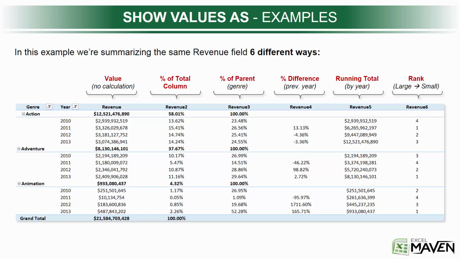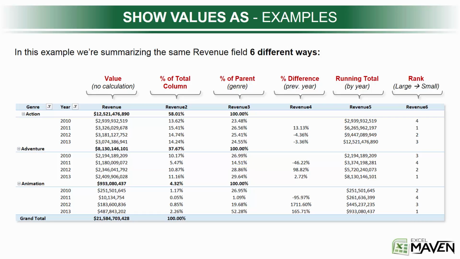And then similar cut of the data using a calculation called percent of parent, where genre is the parent. This puts a slightly different spin on it so that you can see the relative composition of revenue by year within each genre. So for adventure films, for instance, I can easily see that 2013 drove the largest share at just under 30%, and 2011 was a relatively slow year, only driving 14.51%.